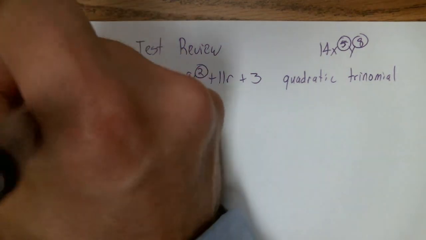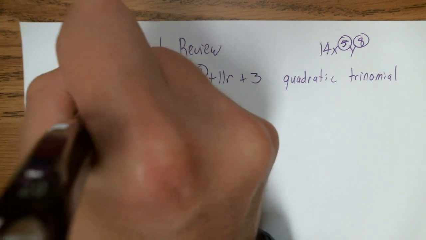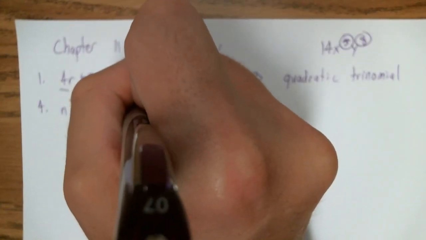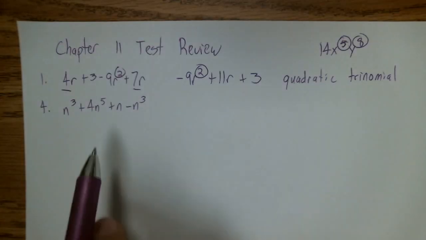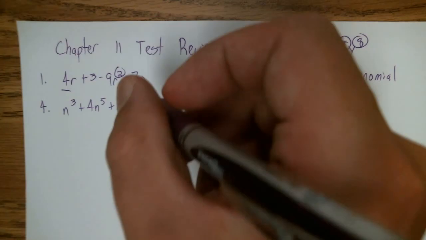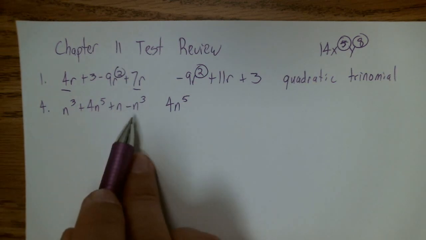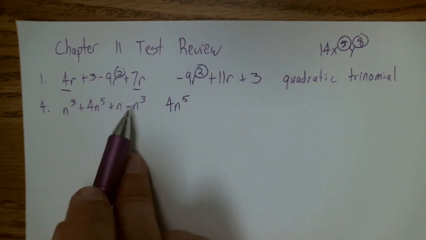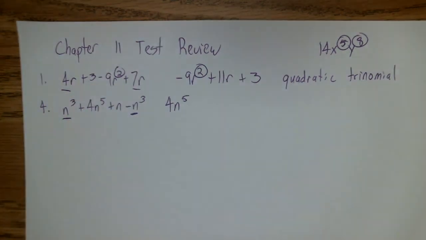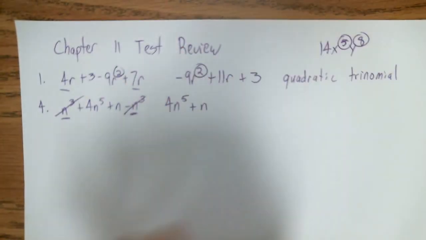Okay, the next one was number 4. Number 4, we have n to the 3rd plus 4n to the 5th plus n minus n to the 3rd. Once again, I'm focused on my highest exponent. It's a 5. I don't have any other exponents of 5, so I'll write that first, 4n to the 5th. I don't have any 4s, so I've got some thirds: an n to the 3rd and a negative n to the 3rd. I have $1 minus $1. Well, what is that? That's just $0. So they just cancel and drop out. All I have left is the single n. So I have 4n to the 5th plus n.